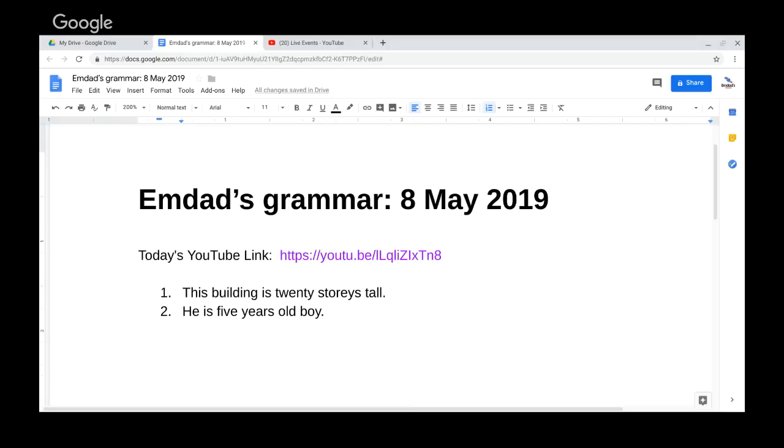Now, let me tell you what this grammar rule is, and you will learn it once and for all. If you have a sentence that ends with an adjective, adjective could be anything, like tall. Is tall not an adjective? Tall building, smart building, smart procedure, tall boy, short boy. Tall, short, high, low, these are all adjectives. If your sentence is finishing with an adjective, yeah?